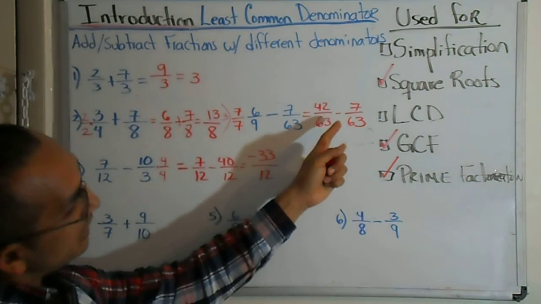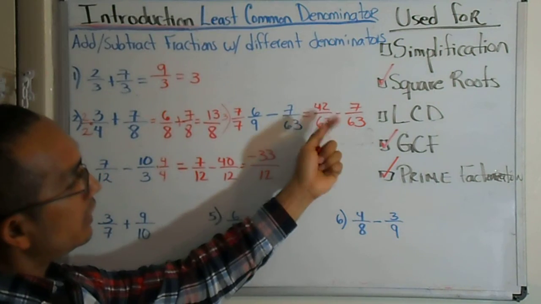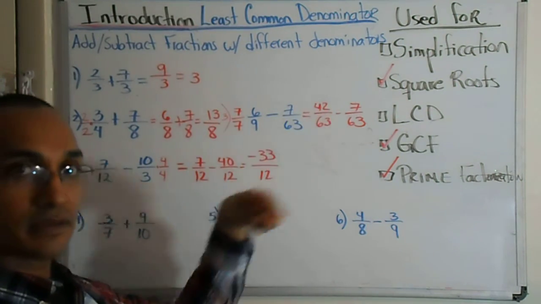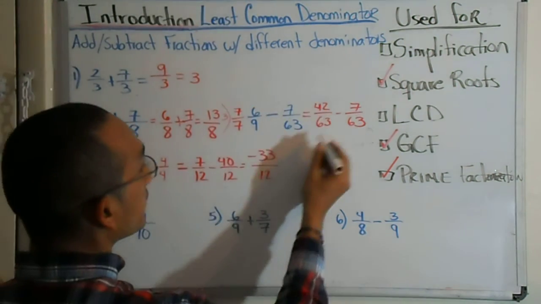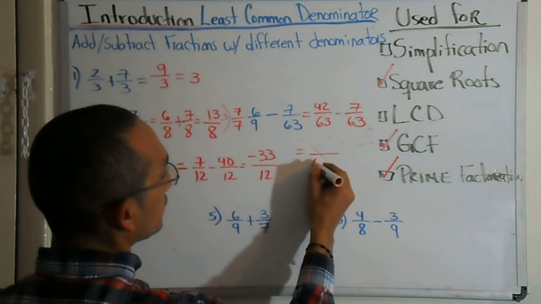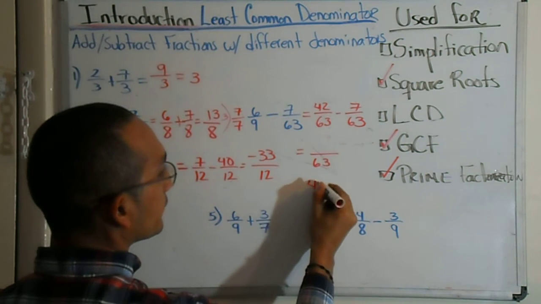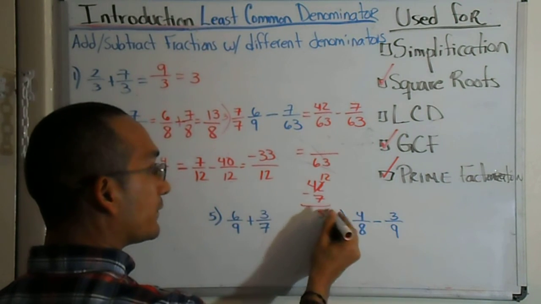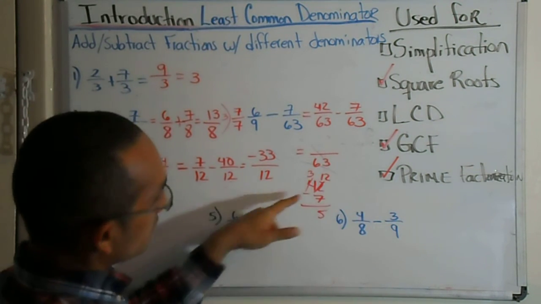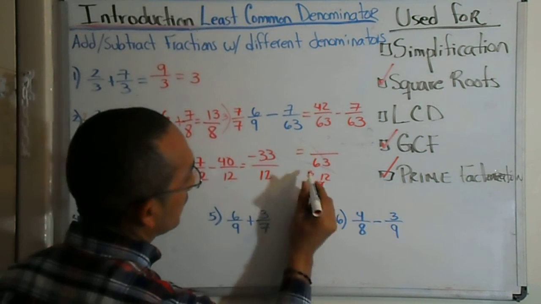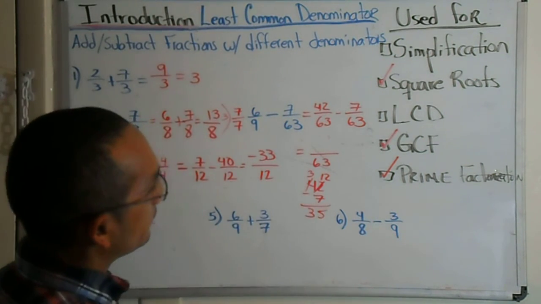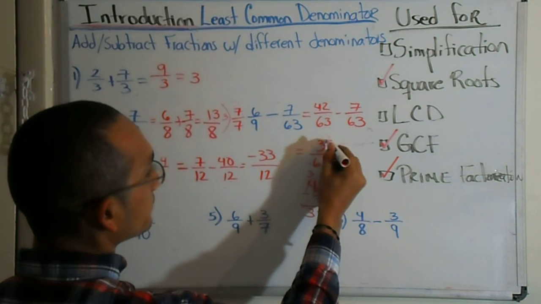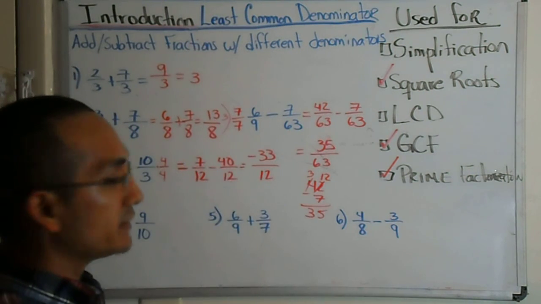Okay, so now, again, you have the same denominator. You are able to subtract the numerators, and therefore, what's 42 minus 7? Okay, so you have 63, and then 42 minus 7, so you were able to see 12 minus 7 is 5. 4, take away 1, the 3 becomes 35, right? So therefore this is 35. Cool. 35 over 63.